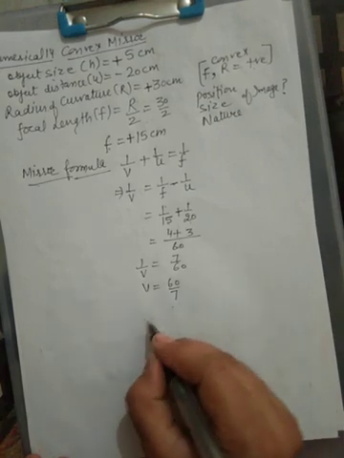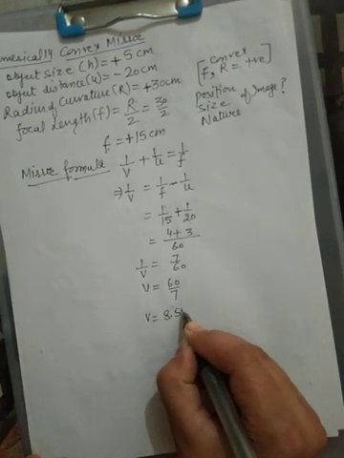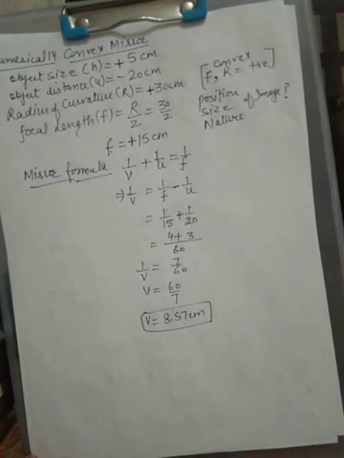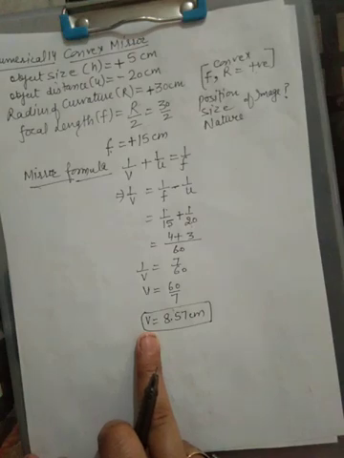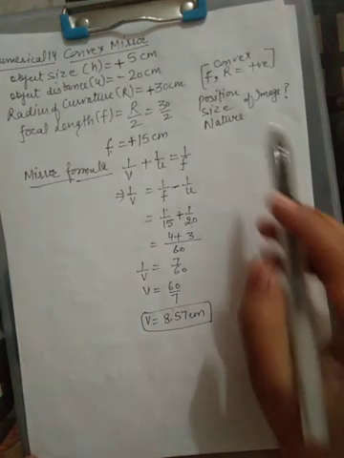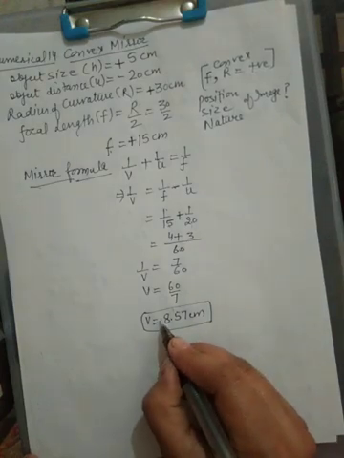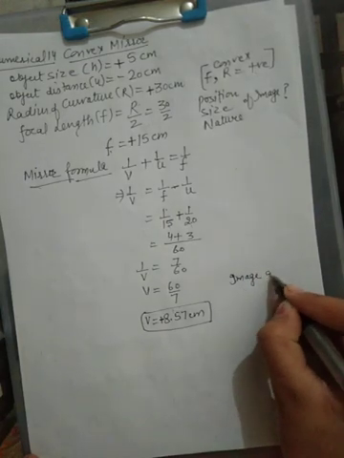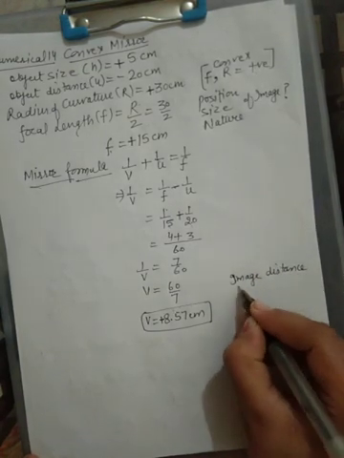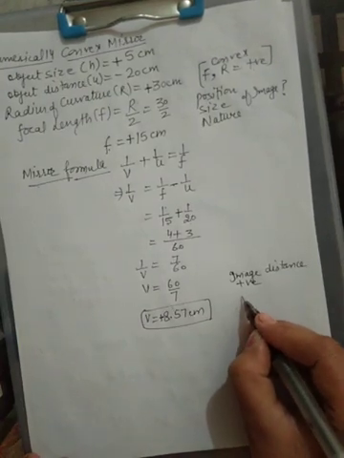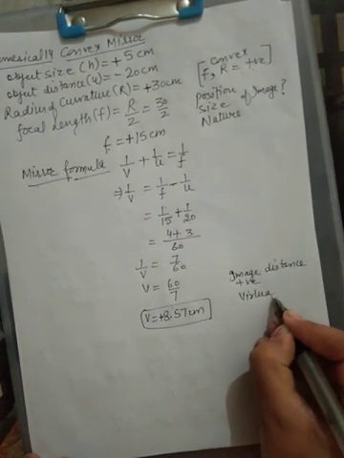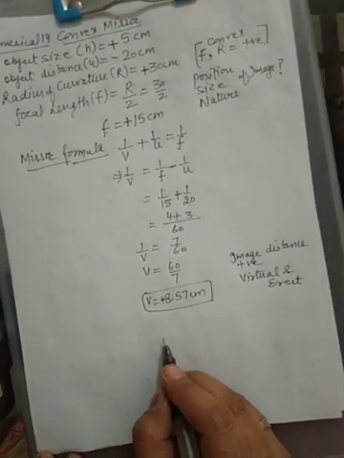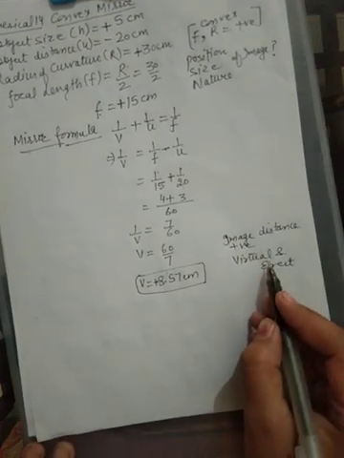So it will be equal to 8.57 centimeter. So we have found out image position, but also we have to find out its size. And I have told you, when image distance is positive, image is virtual and erect. Okay, don't worry, we will do second part, come to the same result.